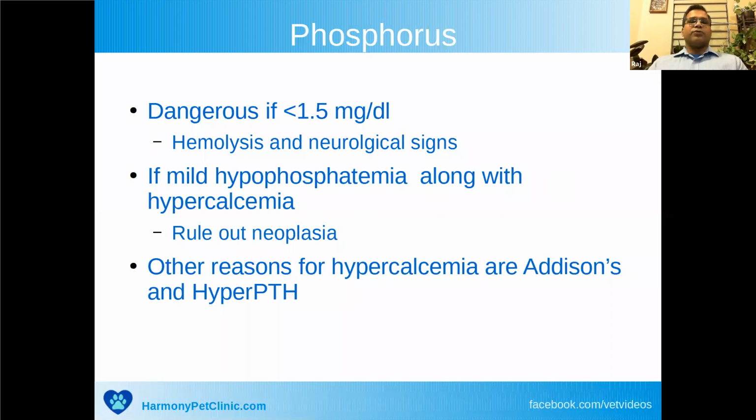If there is some mild hypophosphatemia, not very severe, along with hypercalcemia, very high calcium, it is mostly because of neoplasia. It's hypercalcemia of neoplasia. That's the number one reason for hypercalcemia and low phosphate in dogs. Mostly lymphoma and anal gland adenocarcinoma are very common. Other reasons for hypercalcemia are Addison's disease, which is the second most common reason for hypercalcemia in dogs, and hyperparathyroidism. Any tumor or increased functioning of parathyroid hormone mobilizes the calcium out of bones, leading to increased calcium in the systemic circulation.